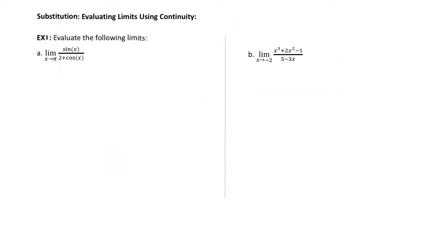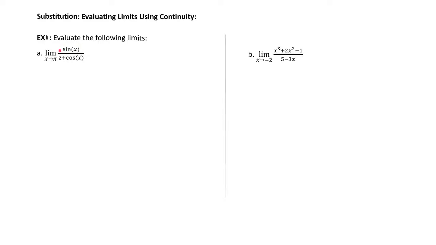Let's look at example 1. Evaluate the following limits. That means a here and b here. This is the limit as x goes to pi of this function right here. So before I try to make things complicated, I want to see if the function is continuous at pi. And we already have many properties that talk about continuity.